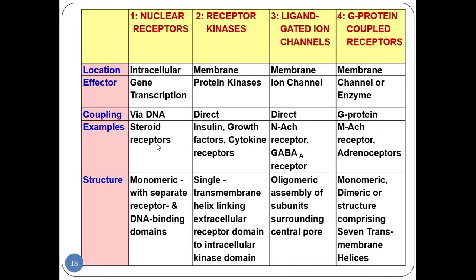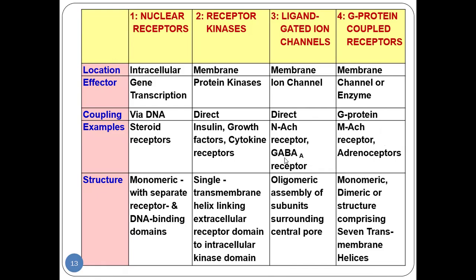For example, as I said, steroids show their response through nuclear receptors. Insulin, growth factors, and cytokines show their response by interacting with enzyme kinase linked receptors. For ligand-gated ion channel receptors, acetylcholine, which we have discussed many times in earlier videos, has two receptors all over the body: one is muscarinic, another is nicotinic. Nicotinic receptors are ligand-gated ion channel receptors, whereas muscarinic receptors are GPCRs.